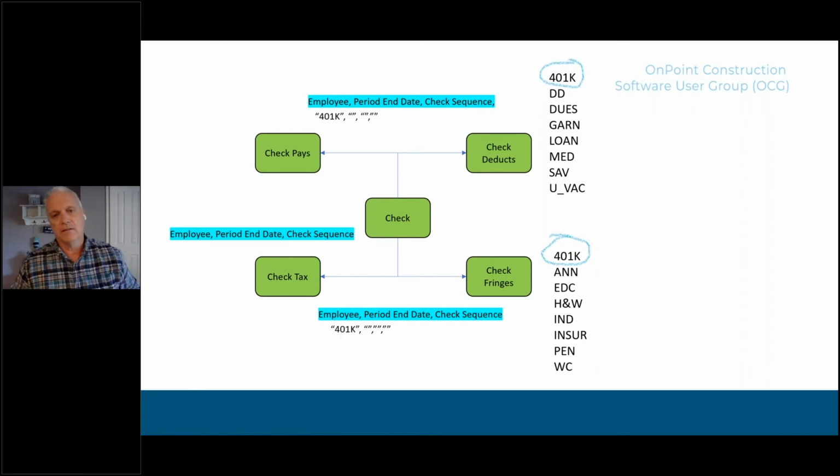All right. So in this next slide, I did this to help you start to think about the way you'll write out this lookup formula, the syntax. You're going to go, all right, do a formula for the check deduct, and we're going to look up the 401k. Give me the employee off the check, give me the period end off the check, give me the check sequence off the check, hard code 401k. Boom, I've got my 401k amount. That's the lookup formula.